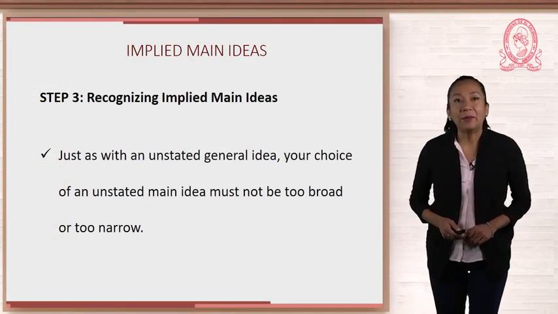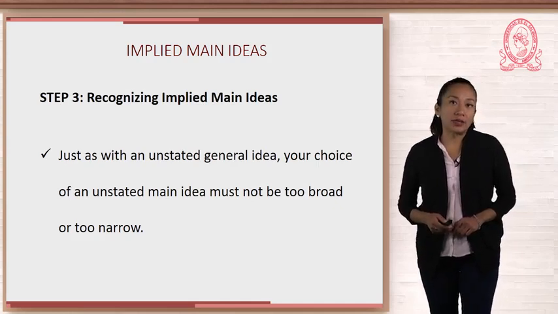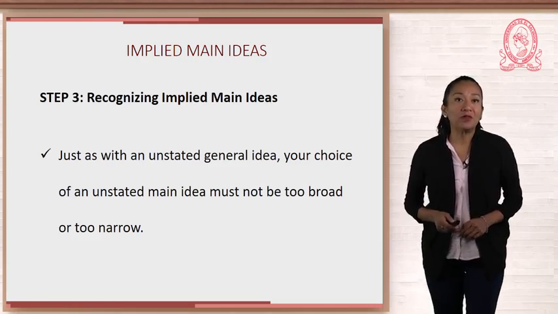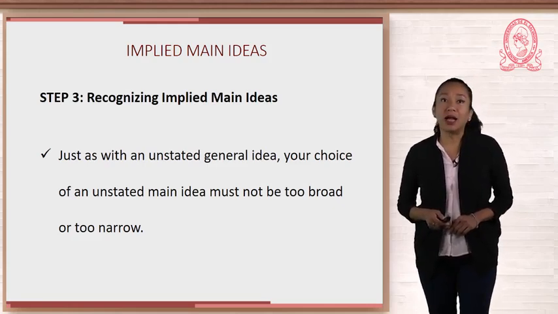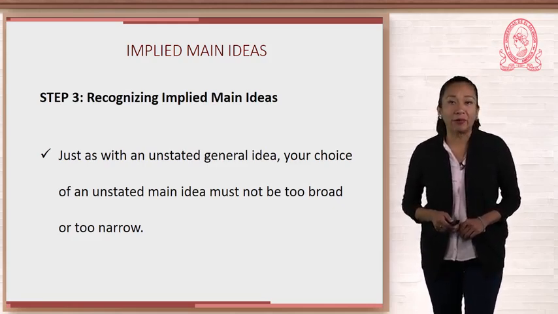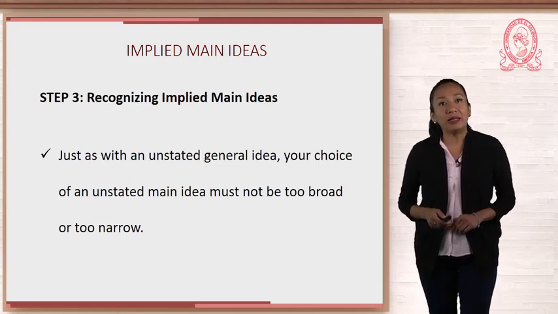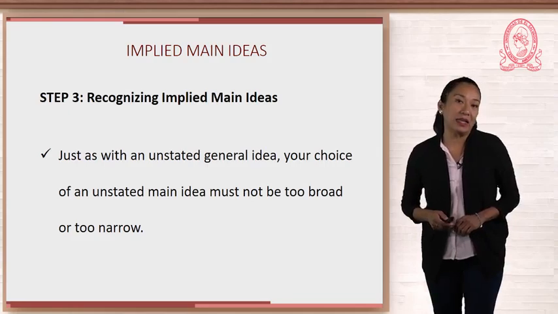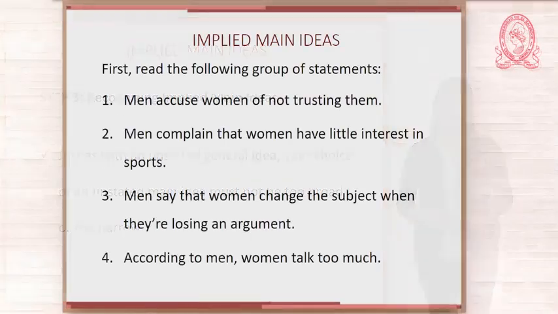For the third step, Langan mentions that just as with an unstated general idea, your choice of an unstated main idea must not be too broad or too narrow. You must select a general statement that includes all or most of the specific ideas in a paragraph. Let's practice with an example he presents in his book, 10 Steps to Building College Reading Skills.